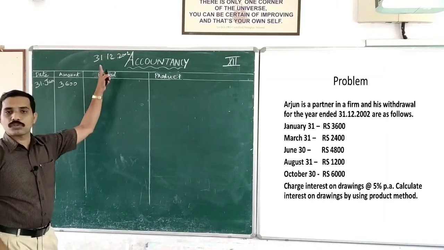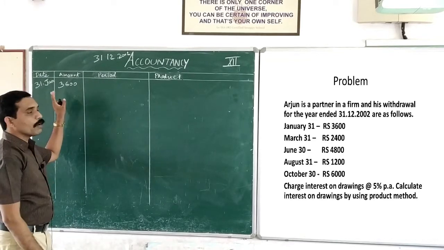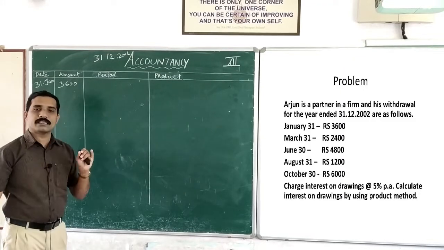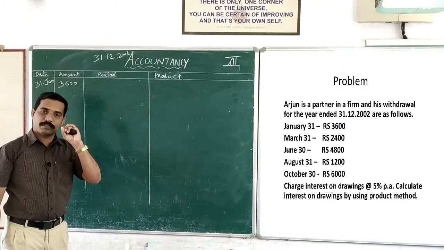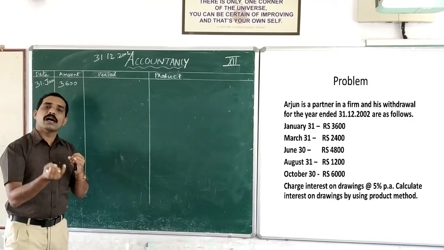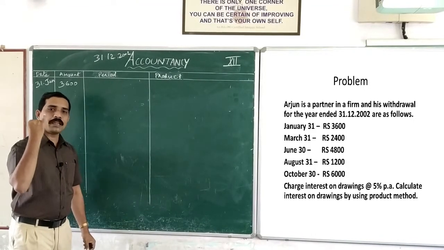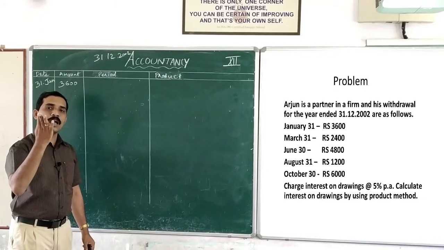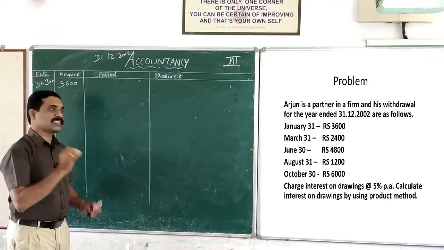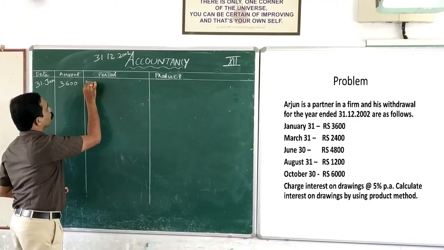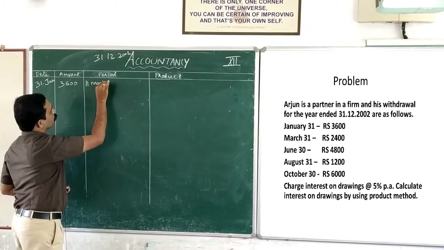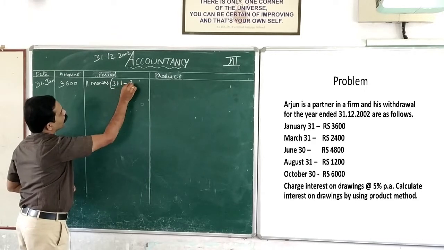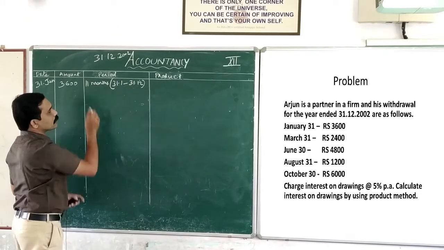Closing date 31st December 2002. So from withdrawal date to closing date. The withdrawal date is 31st January. So we want to count February, March, April, May, June, July, August, September, October, November, December. How many months? That is 11 months. So that means 31st January to 31st December is 11 months.